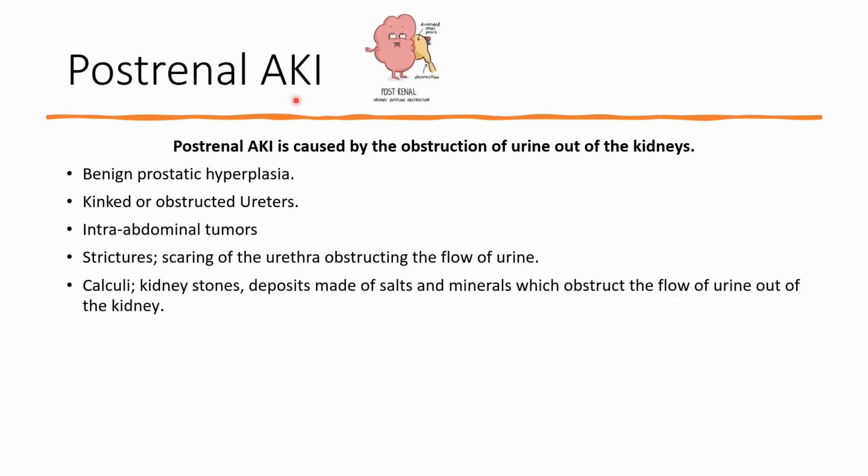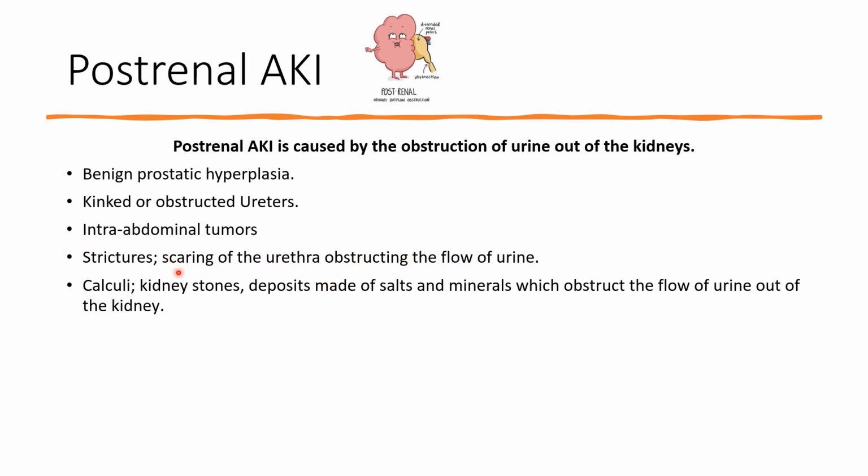So post-renal AKI is caused by the obstruction of urine out of the kidneys, so the guy's all swelled up, he can't get urine out. Benign prostatic hyperplasia, that's enlargement of the prostate in men. Kinked or obstructed ureters, so physical blockage. Intra-abdominal tumors, again causing blockage. Strictures, which is scarring of the urethra, obstructing flow of urine.